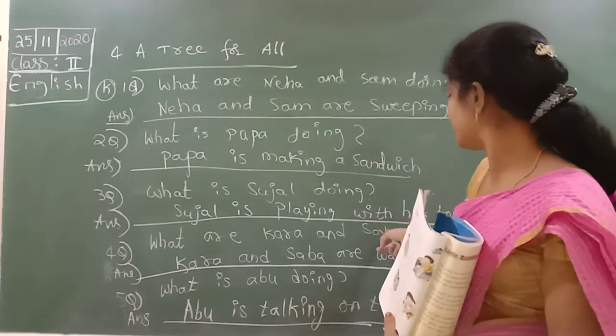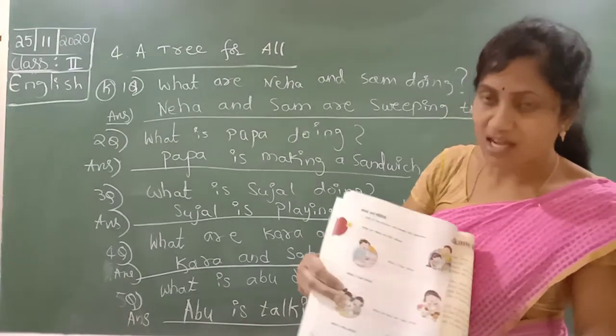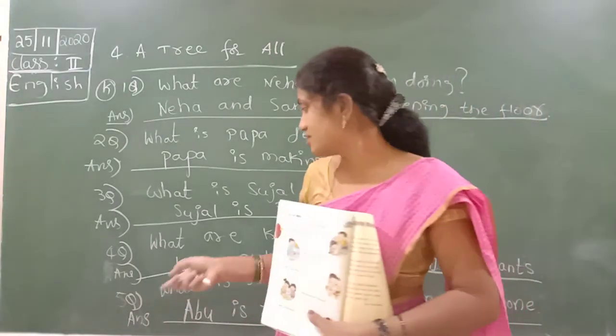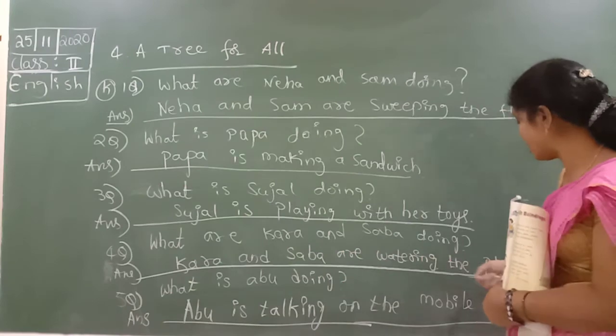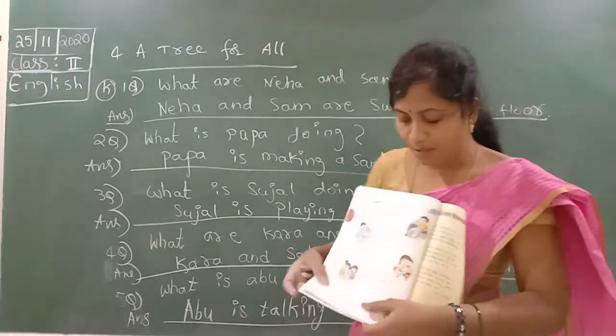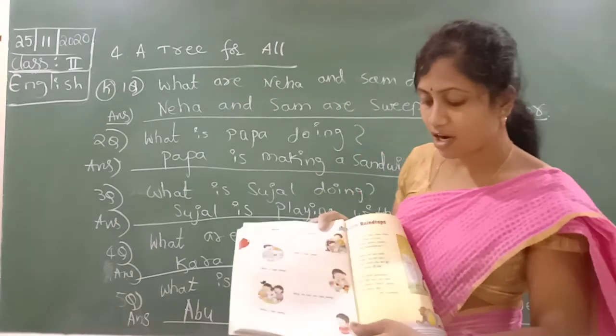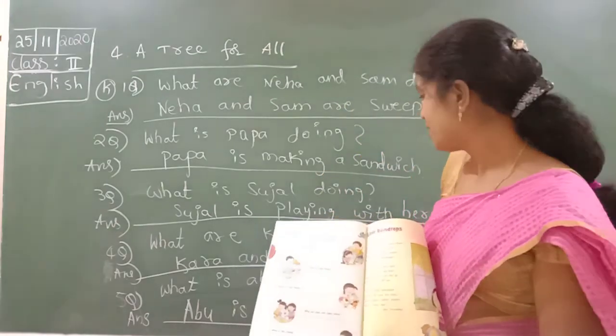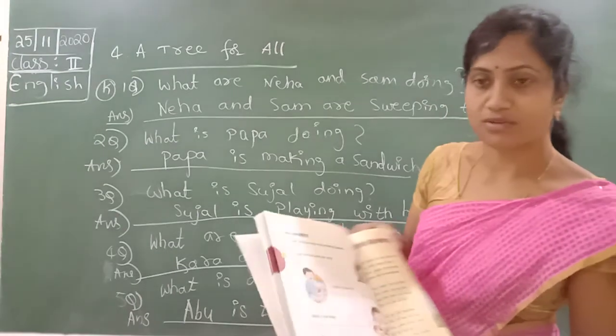What are Kara and Sabha doing? Here, Kara and Sabha are watering the plants. What is Abu doing? Abu is talking on the mobile phone, okay?